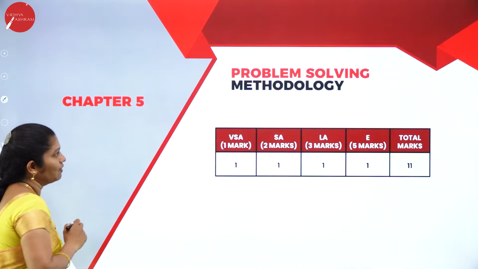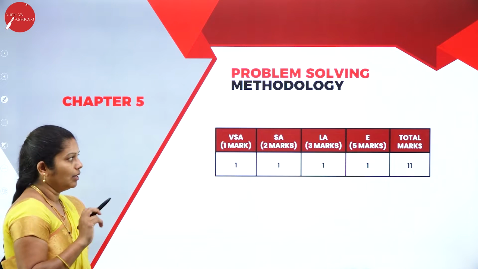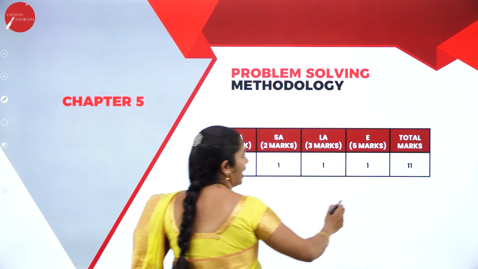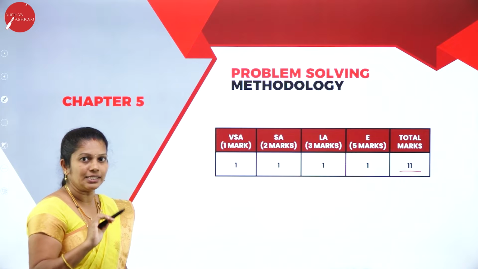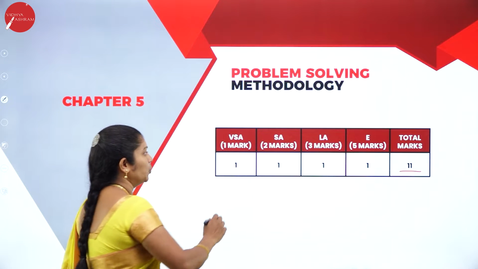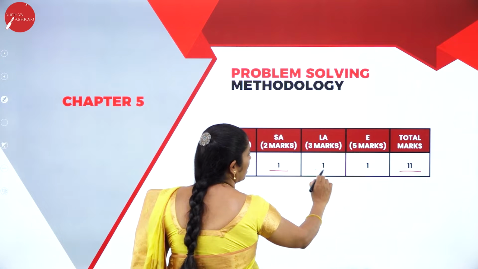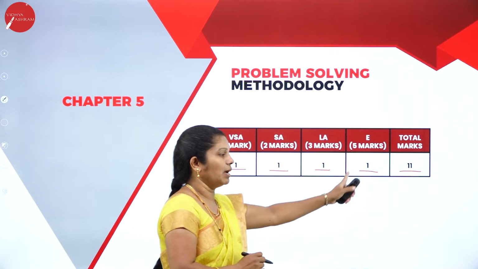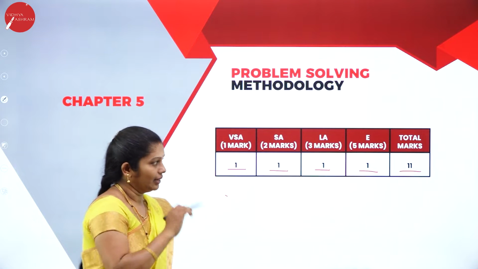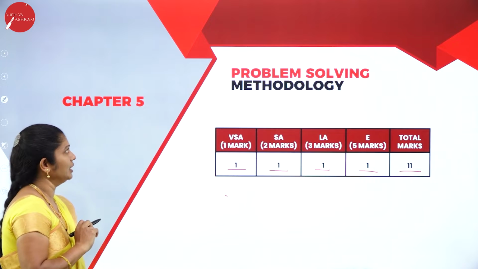The next, that is the 5th chapter, is problem solving methodology. This chapter has the highest weightage, 11 marks in the annual exam. And on this chapter, in each and every part, you will get 1 question. That is in part A 1 question, in part B 1 question, part C 1 question, part D 1 question: 1 mark, 2 marks, 3 marks as well as 5 marks. This is the highest weightage chapter, problem solving methodology.